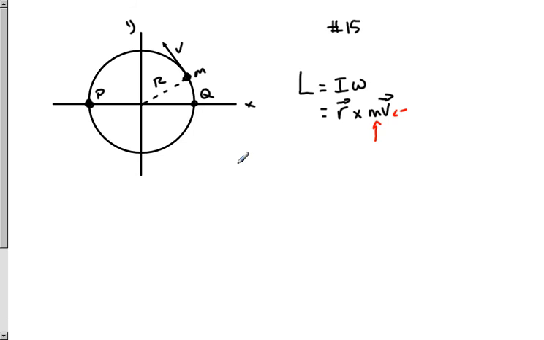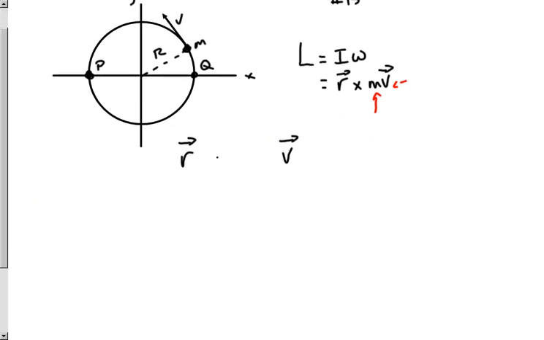So in order to find our angular momentum as a function of time, we need to find two things: our radius vector, and we need to also find our velocity vector. Now the nice thing is, once we find our radius vector, it's easy to go to our velocity vector by taking the derivative. So really all we need to find is our radius vector, and then take the cross product.